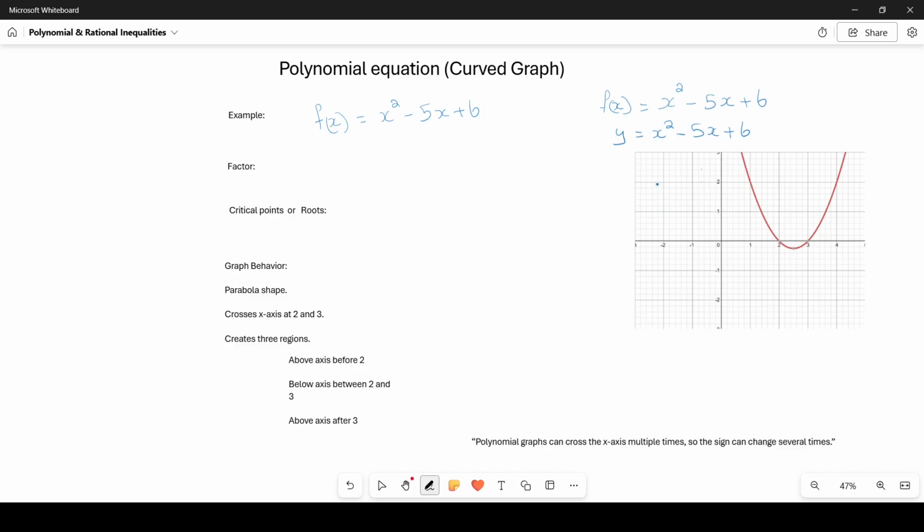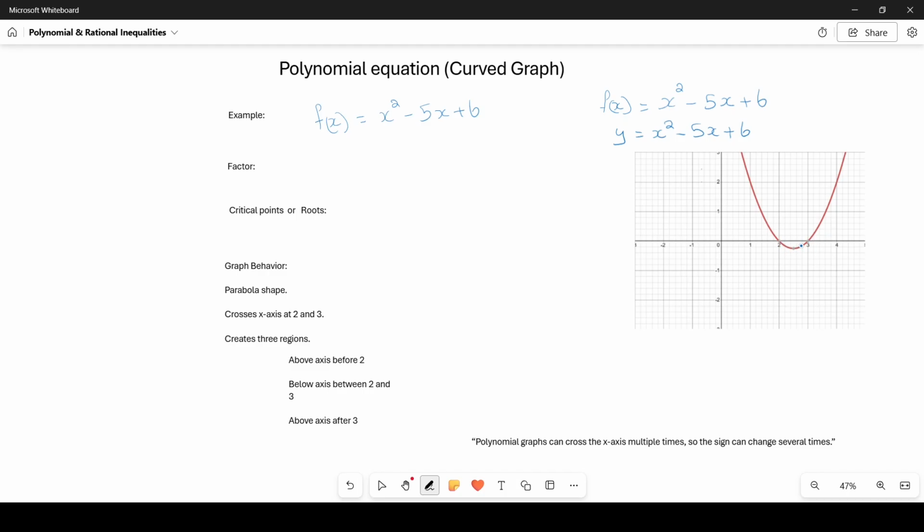x is the input, all the x values we substitute here, and y is the output. The output means the result. The graph is the red line. What is the first and foremost thing we notice from this graph? Yes, there are 2 points on the x-axis, the 2 and 3. These are the points where this graph crosses the x-axis. The graph crosses the x-axis two times, at x equal to 2 and x equal to 3.